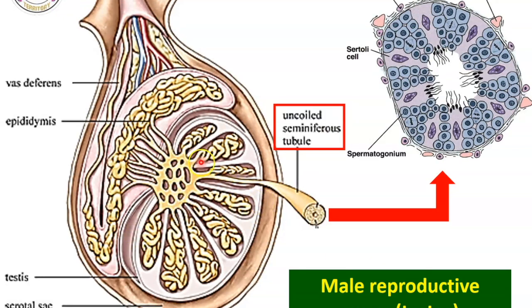This is the cross-section view of the testis. In between the seminiferous tubules are the Leydig cells. Sertoli cells can be found from the basal lamina of seminiferous tubules towards the lumen.